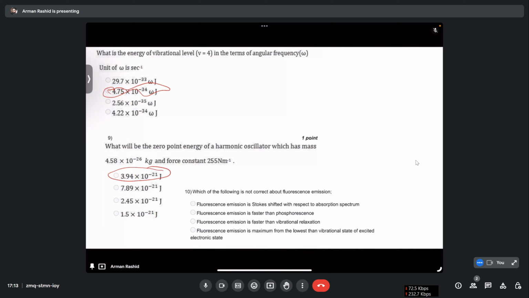Then third is fluorescence emission is faster than vibrational relaxation. Now this statement is wrong. The fourth statement is fluorescence emission is maximum for the lowest vibrational state.